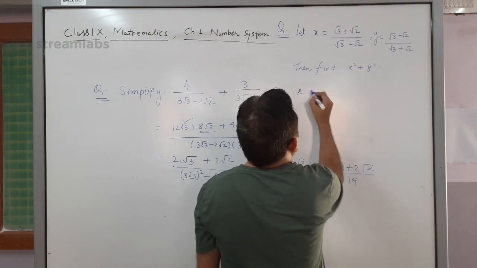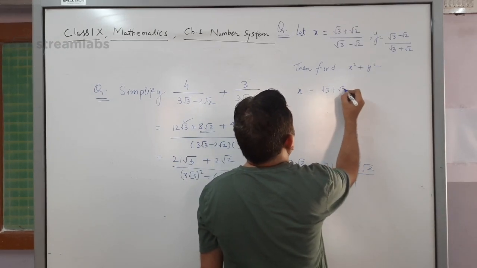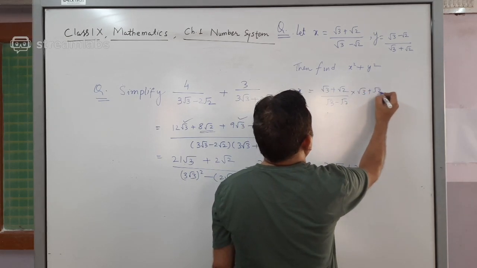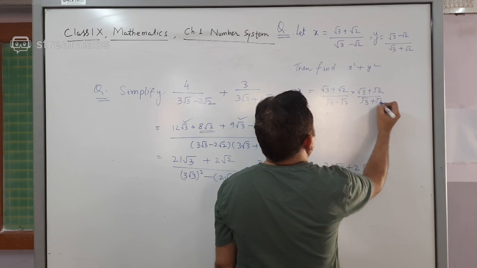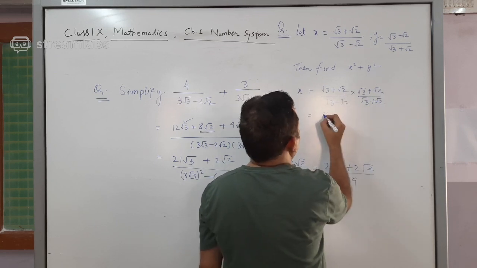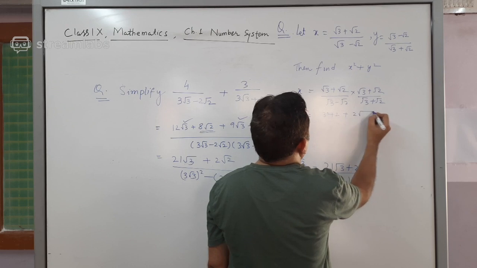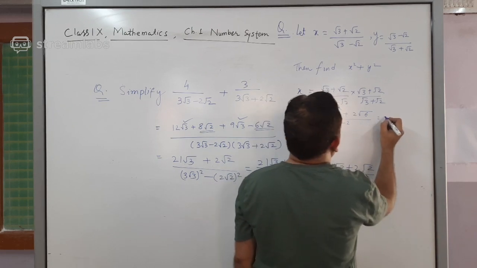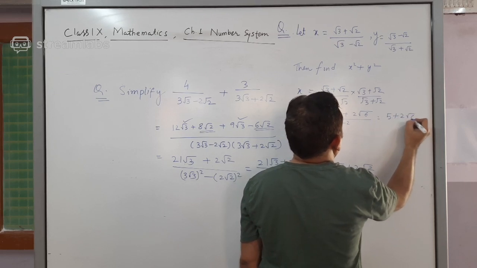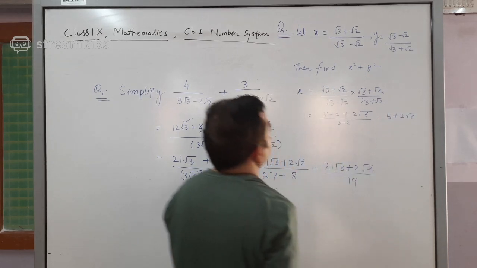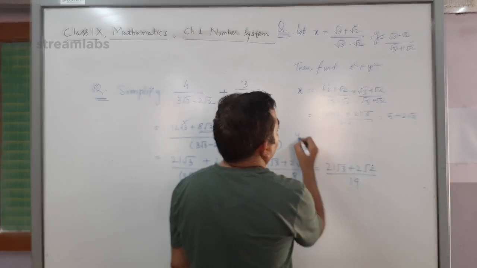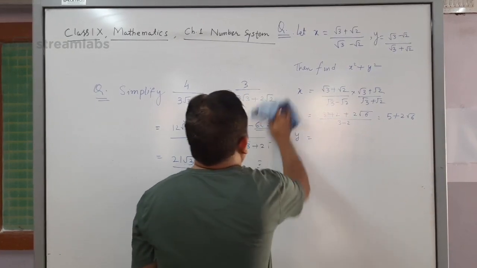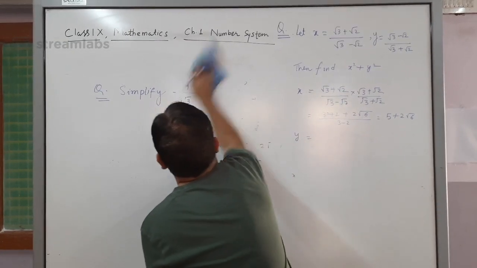Whatever. X equals to root 3 plus root 2 upon root 3 minus root 2. If I simplify by multiplying root 3 plus root 2 up and down, this is going to be root 3 plus root 2 whole square, means 3 plus 2 plus 2 root 3 root 2 root 6 divided by 3 minus 2, which means 1. This will be 3 plus 2 5 plus 2 root 6 divided by 1, nothing. This is x. And similarly y also similarly can be simplified.